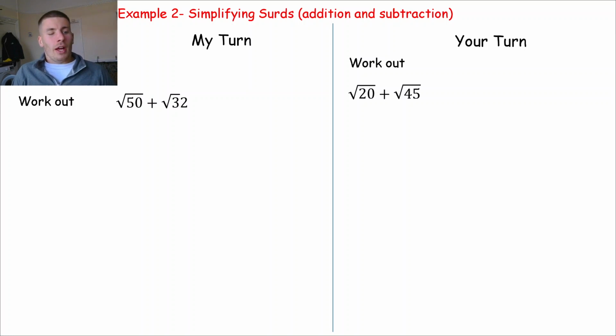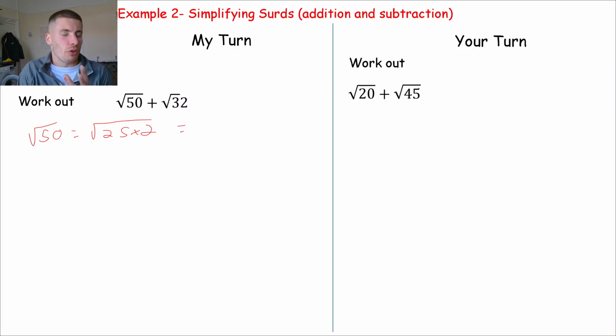Root 50, how can you write root 50? Well, root 50 can be written as root 25 times 2. And as we get more familiar with this, we can kind of go straight to it. So root 25 is equal to 5 times root 2, so 5 root 2. I've just skipped out the parts where I wrote it. This bit and this bit, I've just gone straight to this part.